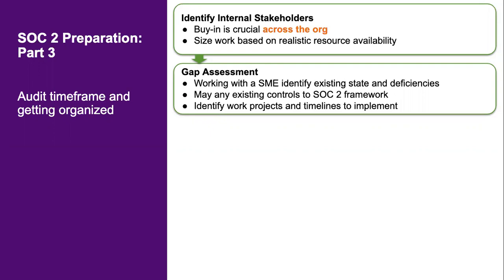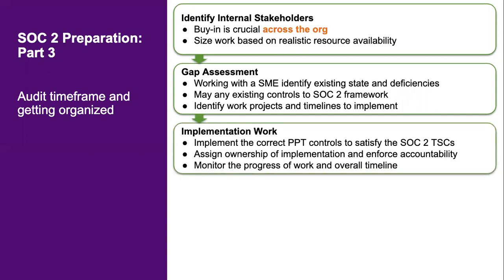You should map any of your existing controls to the SOC 2 framework. You want to make sure that you have identified anything that you're already doing that checks the right boxes. That's going to free you up to focus on those things that you still need to do. Once you have that assessment, move on to identify the work projects as well as the timelines required to implement them. And again, those should be realistic. You're not going to be able to do everything overnight.